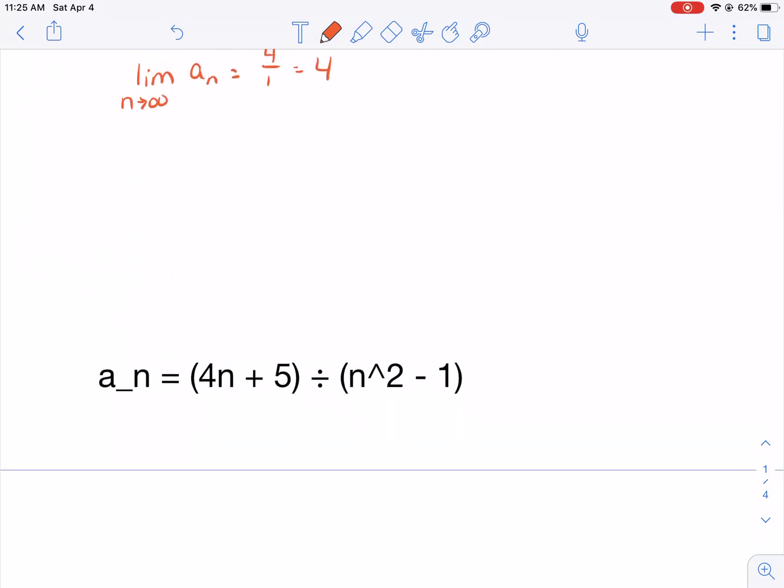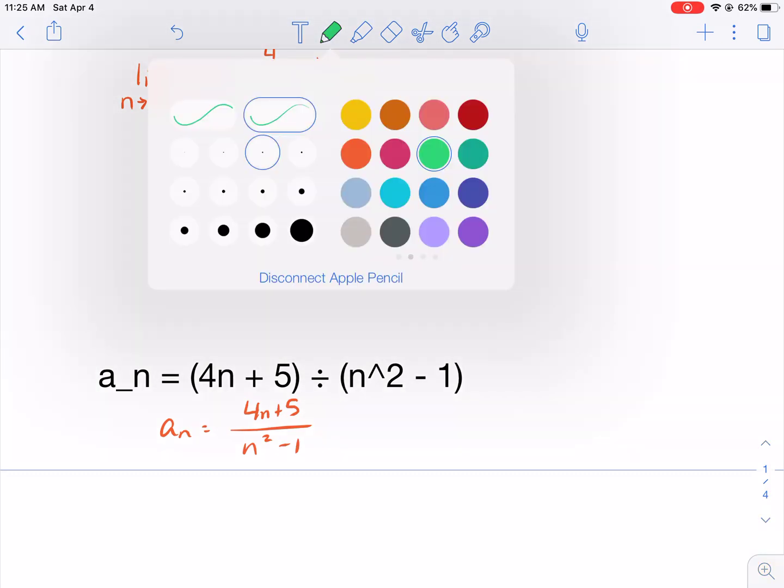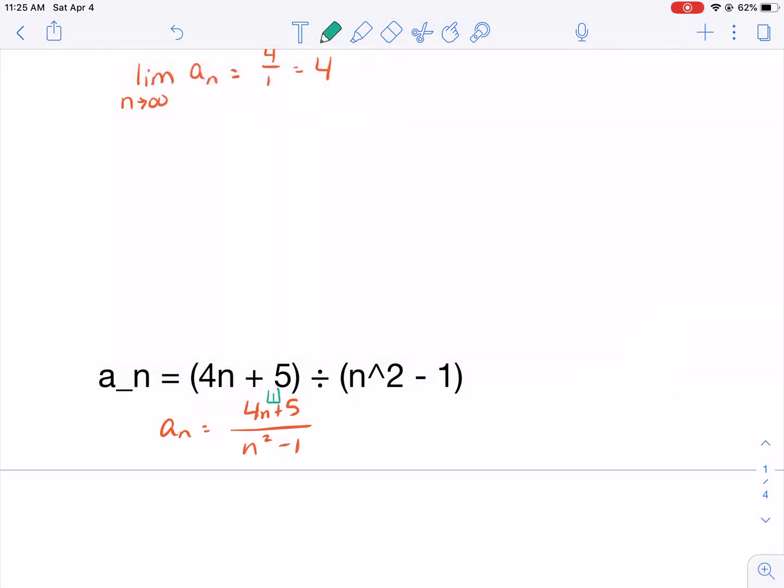Here is a different example. a sub n equals 4n plus 5 over n squared minus 1. Same thing, I'm comparing the degree. The degree in the numerator is 1. The degree in the denominator is 2. So 1 is less than 2. When it's less than, we should know the limit as n approaches infinity of this function is, since my horizontal asymptote is the x-axis, 0. Remember, if it was greater than, the limit doesn't exist. If it's equal to, then it's the leading coefficients. If it's less than, it's 0, greater than, doesn't exist.